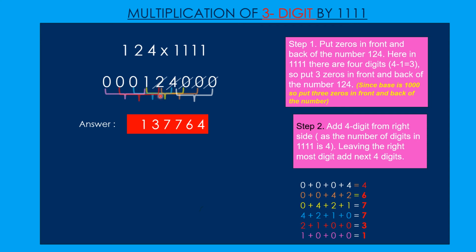And then you leave 4 and then you add 2 plus 1 plus 0 is 3. Write 3 in the answer box. Then leave 2, 1 plus 0 plus 0 plus 0 is 1. You write 1 in the answer box. So this is your final answer. And here you can see how I have done it separately so that you can see it more clearly.